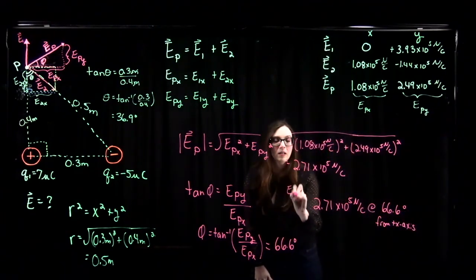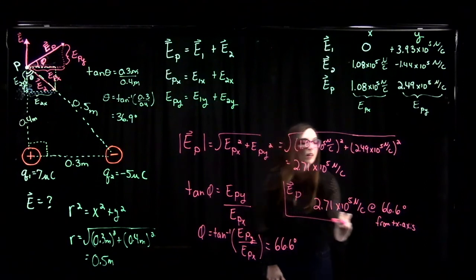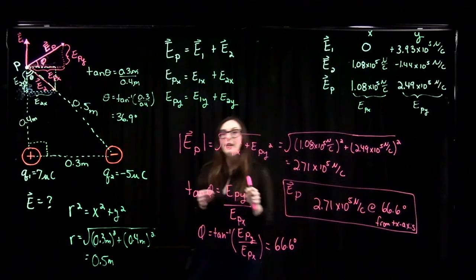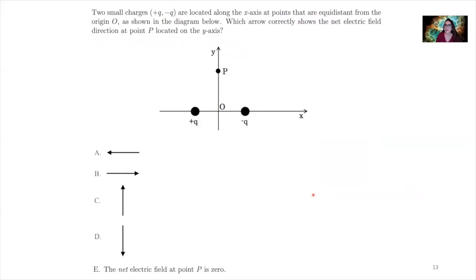That is our vector EP, the electric field at point P from our charges Q1 and Q2. Now that we spent all of that time thinking about how electric fields can add together in that particular problem to find the net electric field at some point, let's think about this question right here.